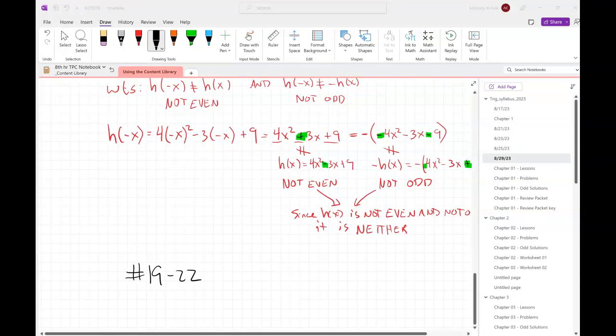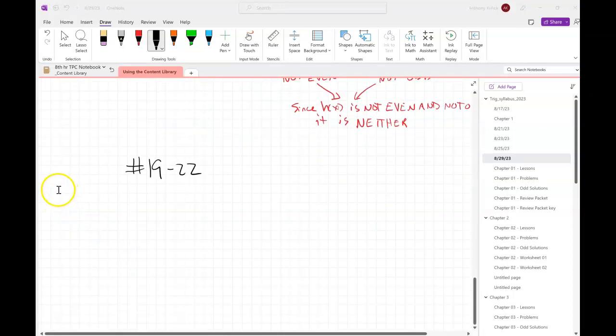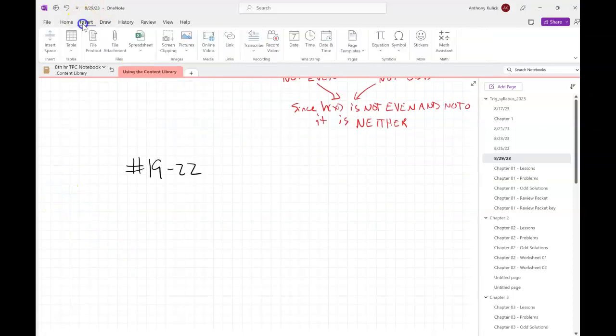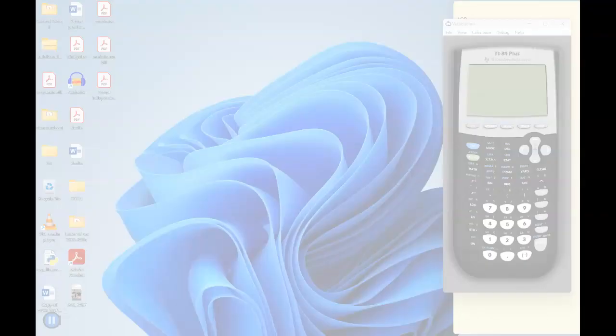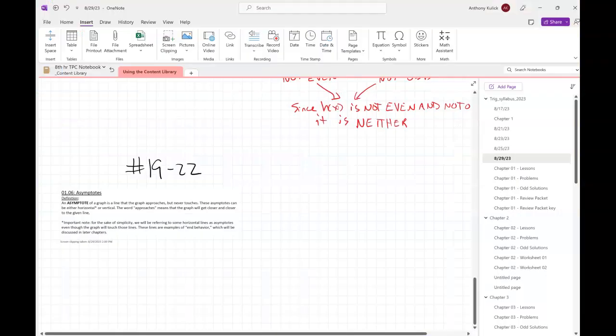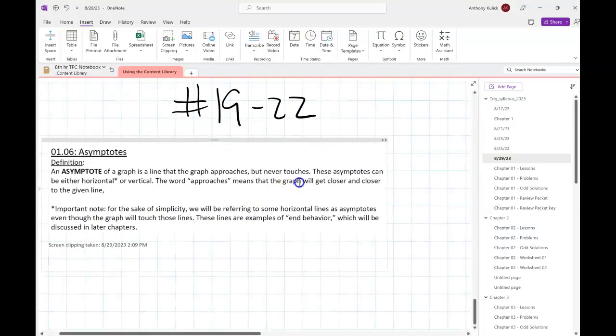But we're not done yet for today. We're also going to talk about section 1.6. This section is about asymptotes. Do you guys remember this word asymptote from last year?